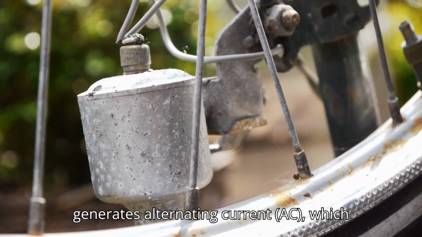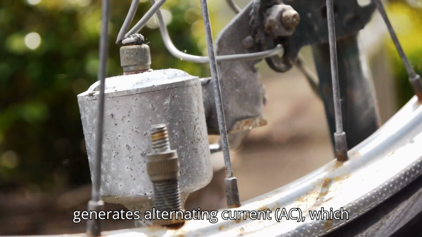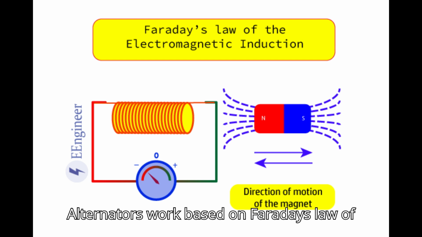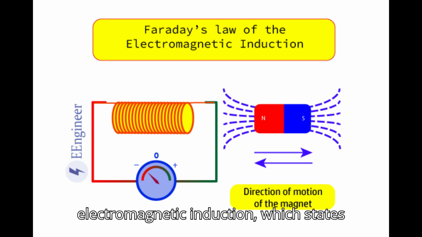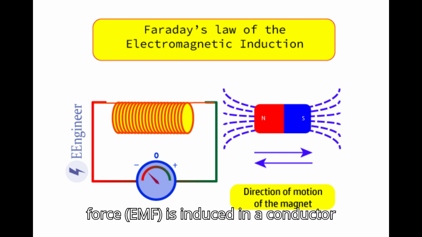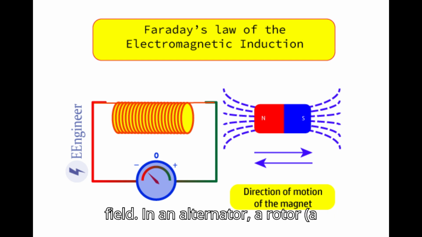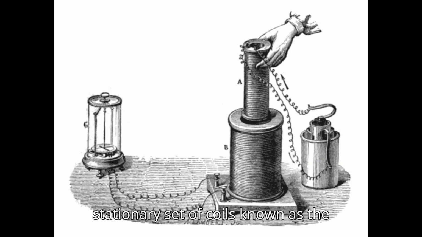An alternator generates alternating current, AC, which periodically reverses direction. Alternators work based on Faraday's law of electromagnetic induction, which states that a voltage, or electromotive force, EMF, is induced in a conductor when it is exposed to a changing magnetic field. In an alternator, a rotor, a rotating magnet, spins inside a stationary set of coils, known as the stator. As the rotor spins, the magnetic field around the stator changes, causing the electrons in the stator windings to move back and forth, generating an alternating current.